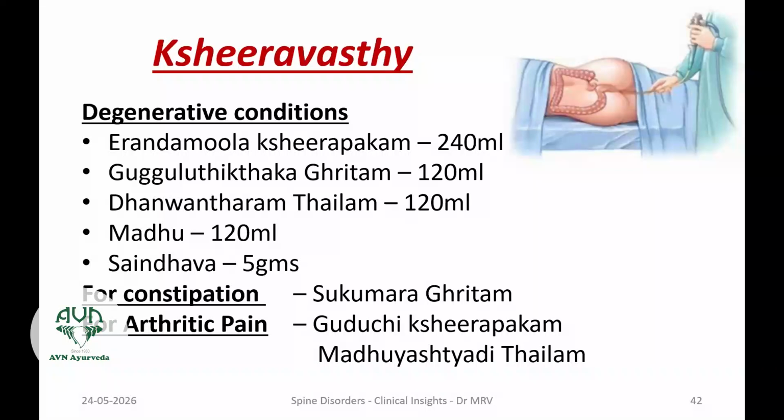Then at that time we can change the Taila. Instead of Anandam Tailam, we can go for Mathius Tailam, wherever degeneration is more. This is a good combination. This is what I usually do, this Vasti.